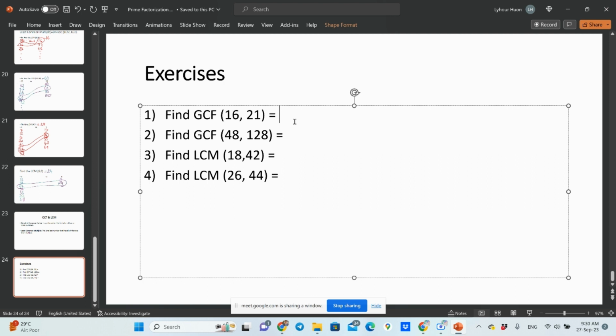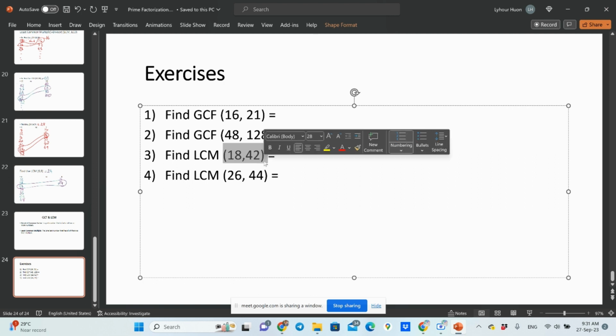One more little note. The result of the GCF should be lesser than or equal to these numbers, smaller than this number. But for LCM, it should be greater than or equal to these numbers. Good rule.